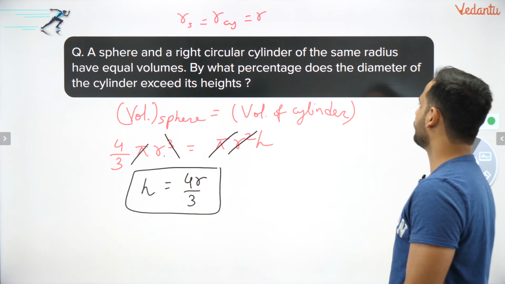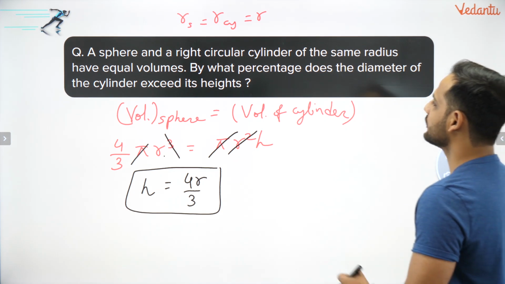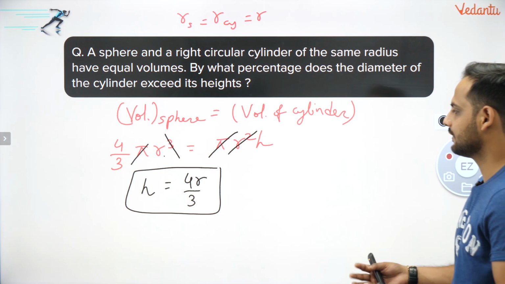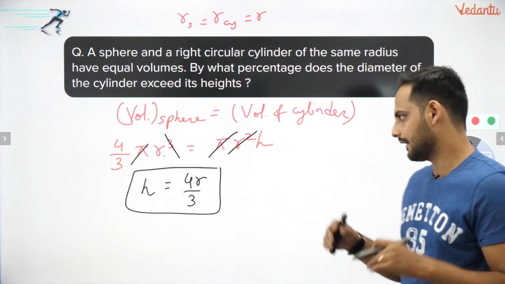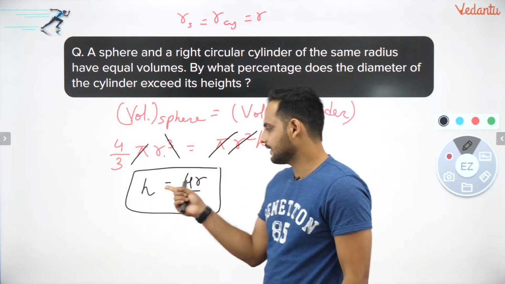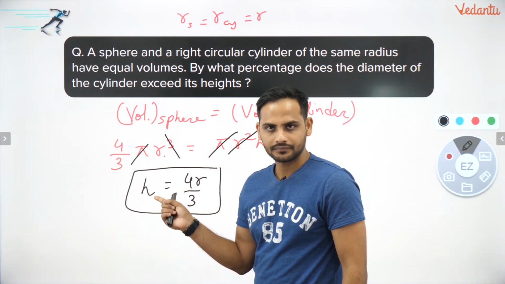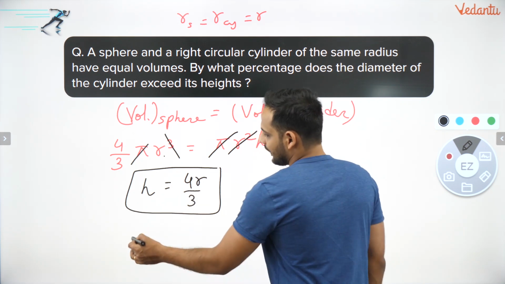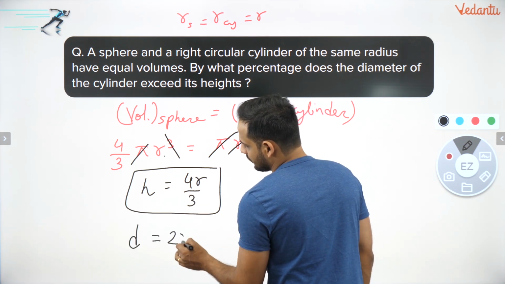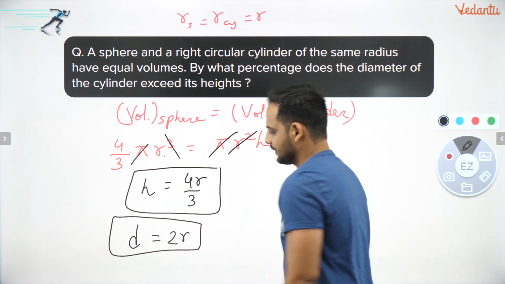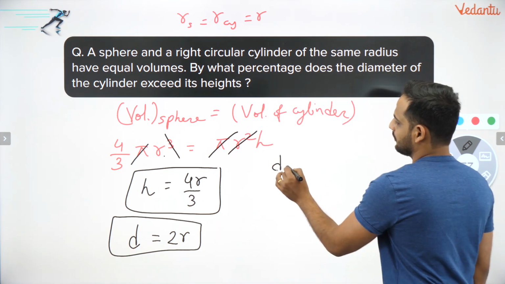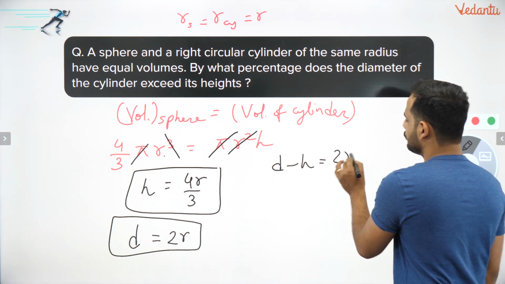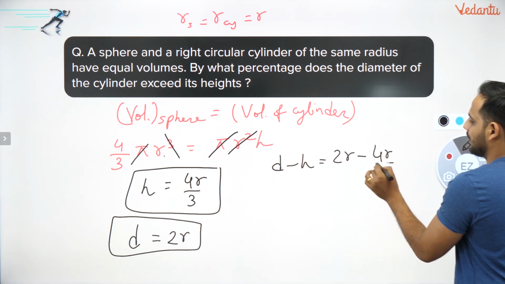Now they are saying, by what percentage does the diameter of the cylinder exceed its height? So bhaiya, you know ki height is 4r by 3, and diameter will be equal to 2r. So now bachon, the difference between them will be equal to 2r minus 4r by 3.